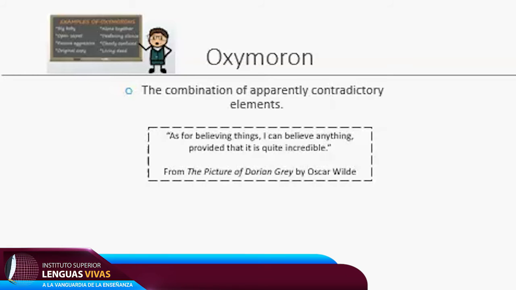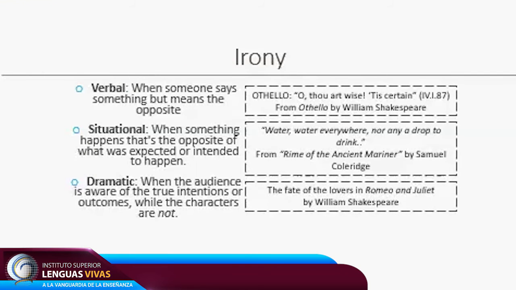Irony is very much used as a literary device. There are three types of irony: verbal, situational, and dramatic. In the case of verbal irony, this is when the speaker says something which is in sharp contrast to what he really means. Such is the case of Othello in this example, which refers to Iago ironically as wise, when that's the opposite of what he actually thinks of him.